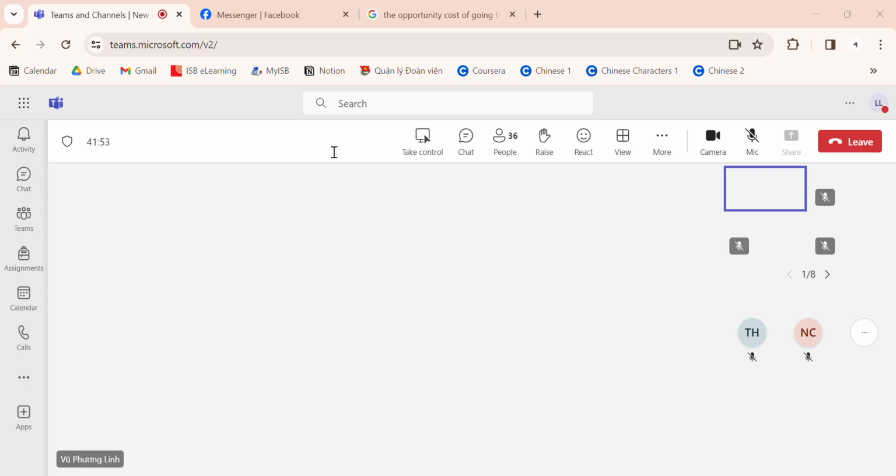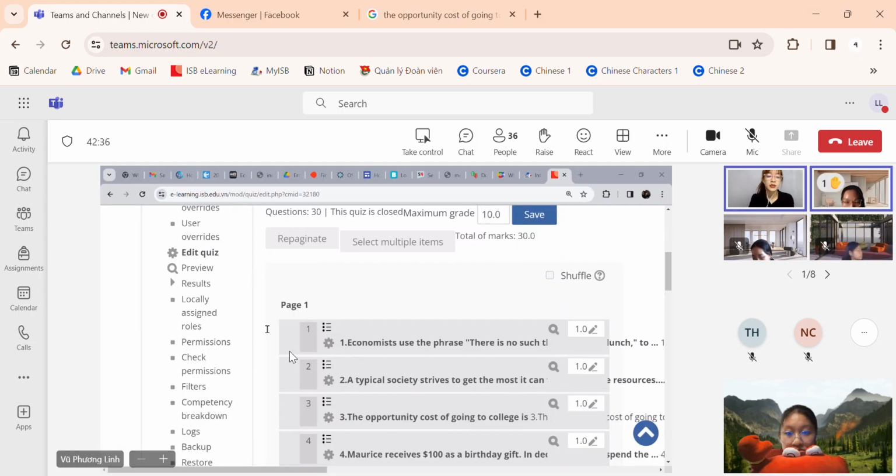Okay, hold on. Yeah, so it is like the value of the best opportunity that a student can get if they give up to attend the college. All right, so you choose the first option, right? Yes, so I think this is also the correct answer here.